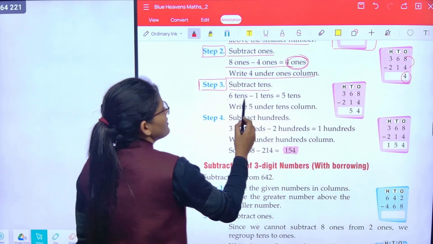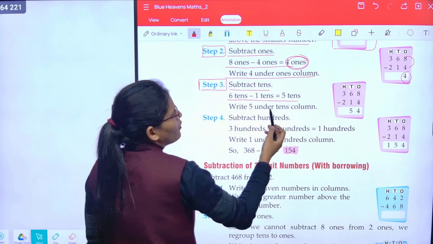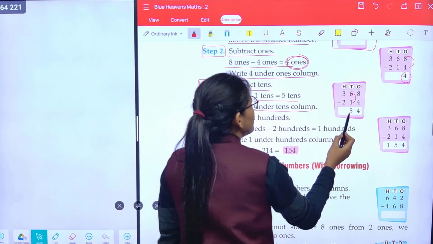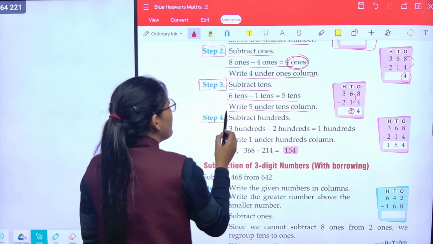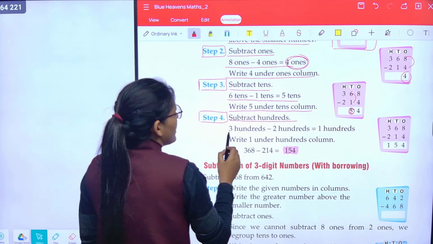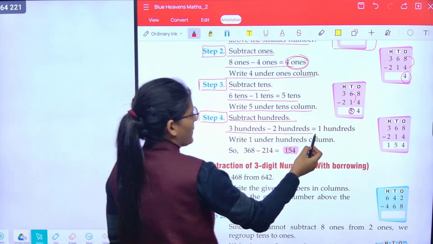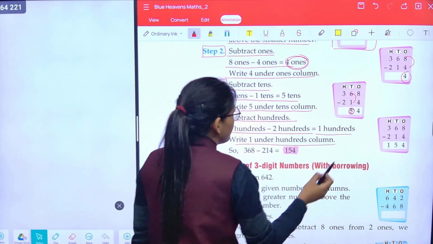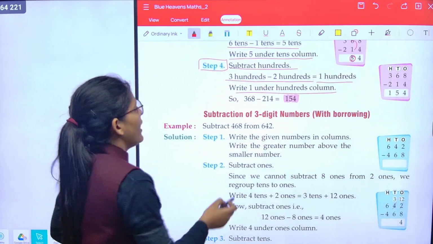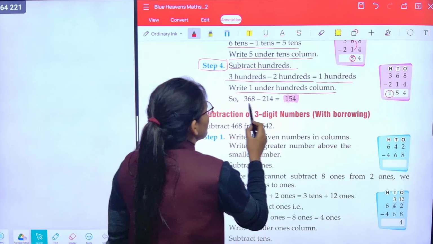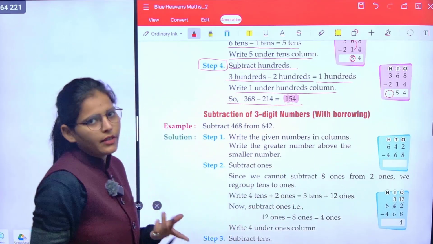Now class, come to step 3. Subtract tens. 6 tens minus 1 tens is equal to 5 tens. 6 minus 1, 5. Write 5 under the tens column. Now, step 4, subtract hundreds. 300s minus 200s is equal to 100s. Write 1 under hundreds column. So the required subtraction is 154.